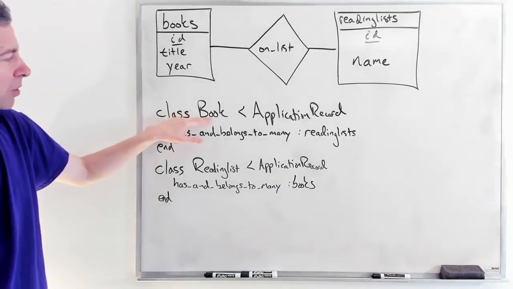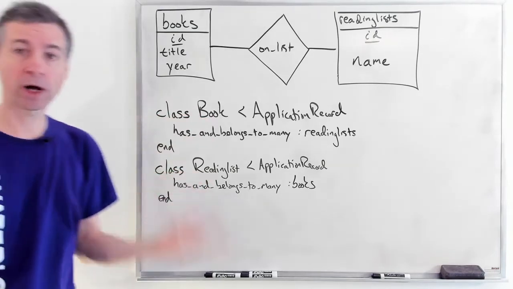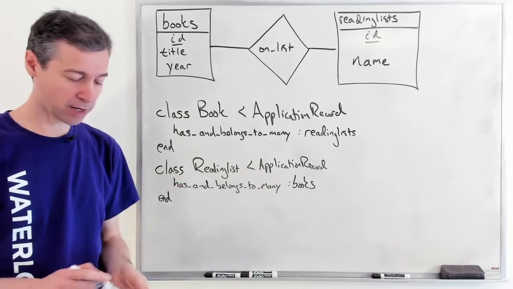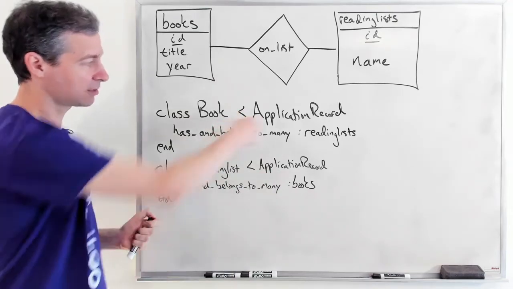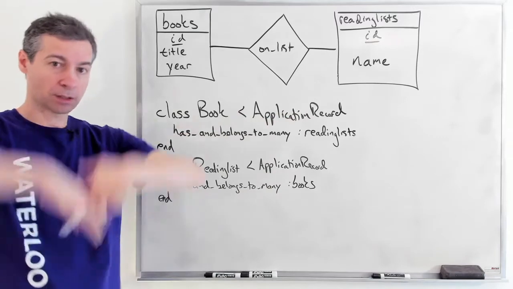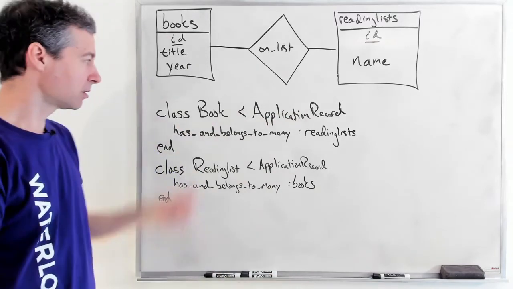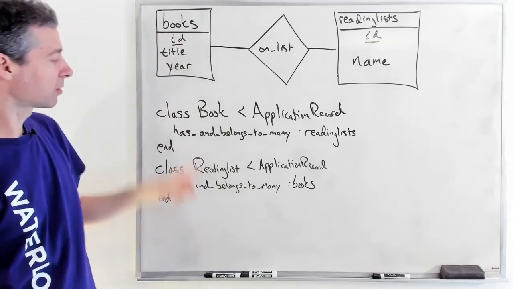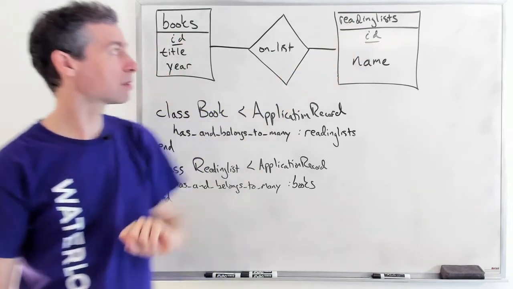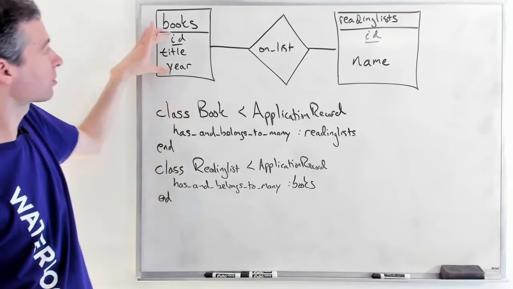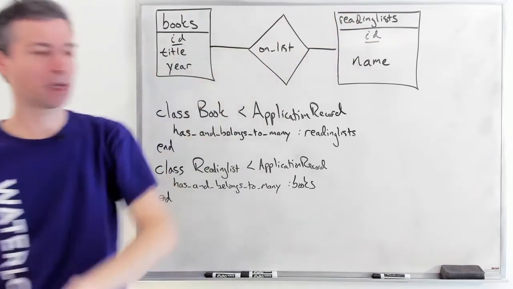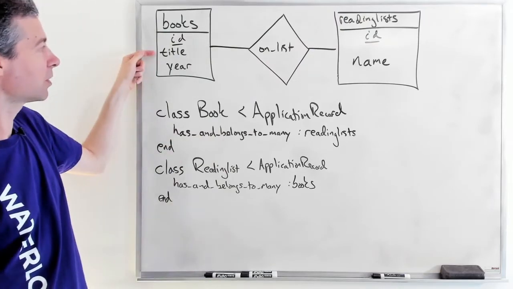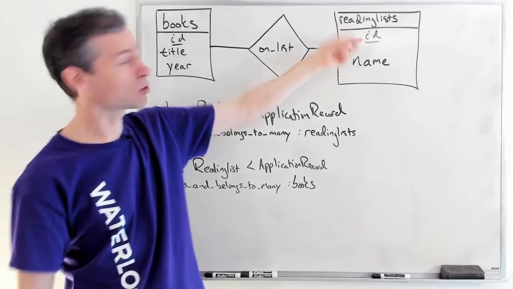So we've got a book model and a reading list model. Why are they models? It's because they inherit from ApplicationRecord. And when we write the less than sign and then ApplicationRecord, the magic happens and it knows, ooh, I'm going to go find a table in my database named books and one named reading lists. And I'm going to suck up these attributes and make instance methods for you so that you can read and set the title and year and name. You can get the IDs too.